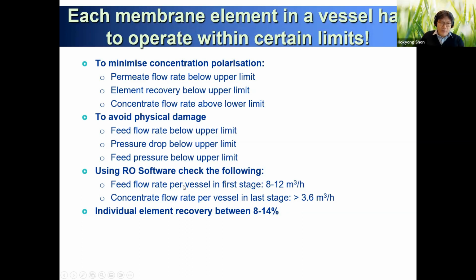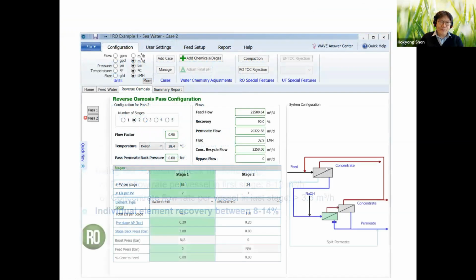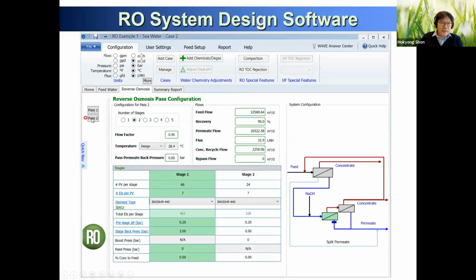So you have to make sure all the water is based on your recovery. So you will achieve the individual element 8 to 14% of your calculation. So if you see this second pass, you have a second stage. Last one was the first pass. This time is second pass, second stage. So we have second stage 2 to 5, and then 203 permeate.